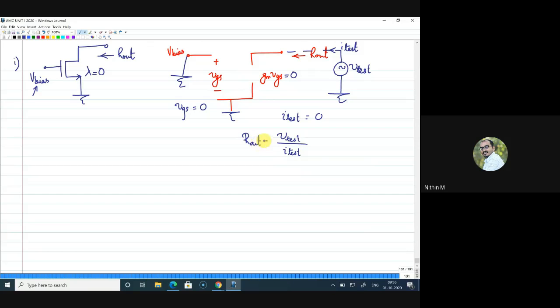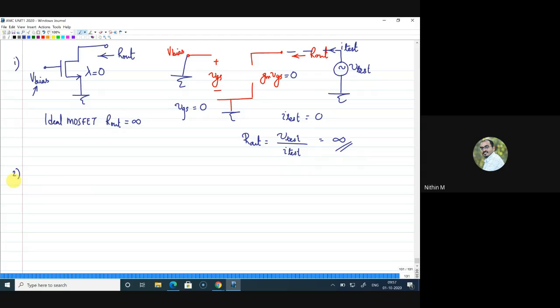V test is some voltage that I applied, but since I test is 0, this is infinity. Right, your R out is infinity in this case. There is no RL, there is no other resistance connected here. That is why we are not finding R out dash and then RL, we are directly finding R out. So this is your ideal MOSFET, and your R out is equal to infinity.